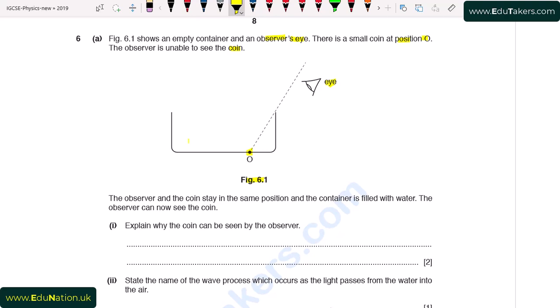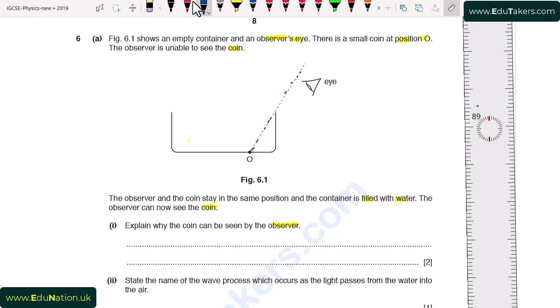The observer and the coin stay in the same position and the container is filled with water. First of all, container is empty and then we fill it with water. The observer cannot see the coin. Part 1, explain why the coin can be seen by the observer. So how the coin can be seen by the observer? So first of all, we can see here is a figure and the direction of the wave travel will be from this to this. It is represented by the dotted line.